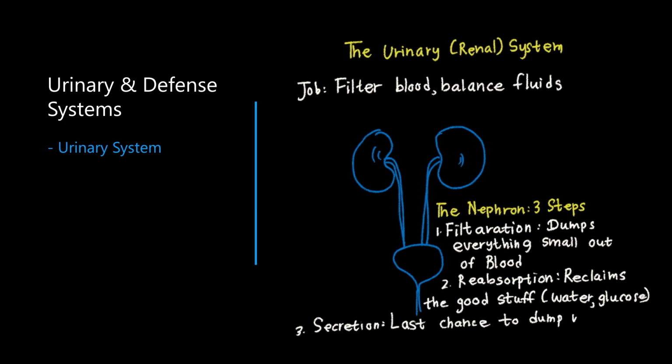The urine flows from the kidneys down 2 thin tubes called the ureters to the bladder. The bladder is a muscular sac that stores the urine. When it's full, it stretches, sending a signal to the brain. Finally, urine is expelled from the body through a tube called the urethra.